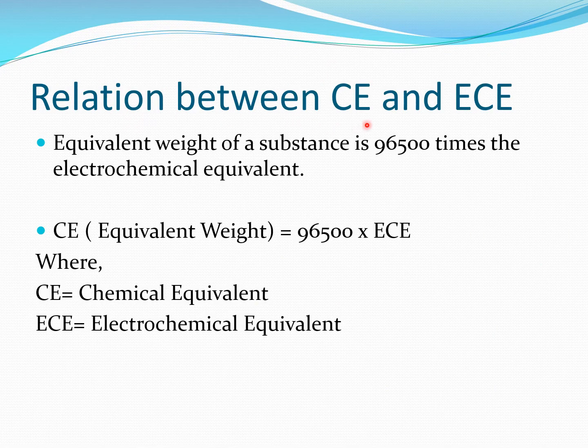Relation between chemical equivalent and electrochemical equivalent. The equivalent weight of a substance is 96,500 times the electrochemical equivalent. Chemical equivalent is equal to 96,500 into electrochemical equivalent, where CE is the chemical equivalent and ECE is the electrochemical equivalent. So this is the equation between CE and ECE, which is useful for the calculations or solving the problems.